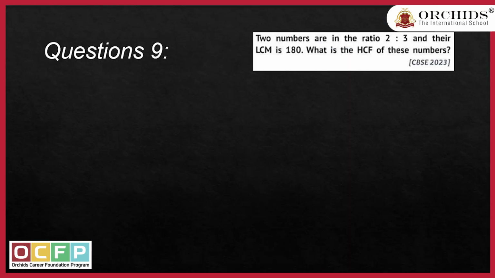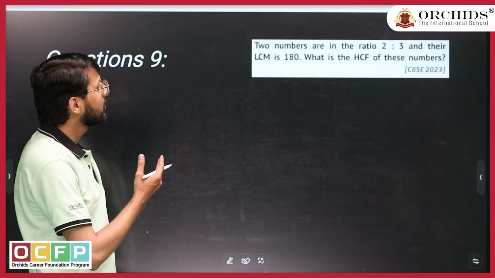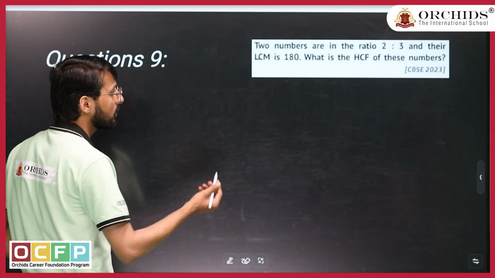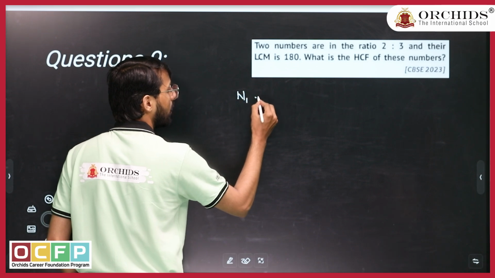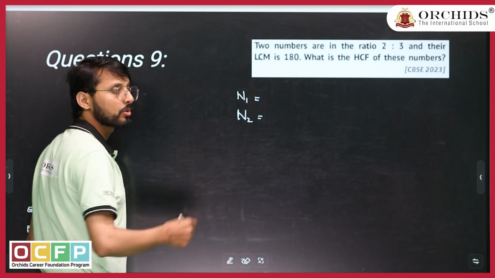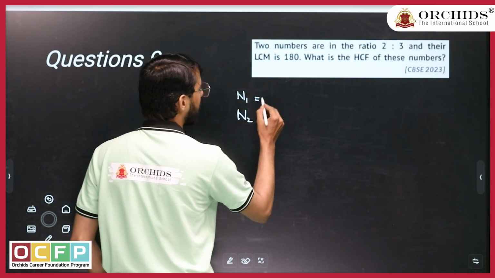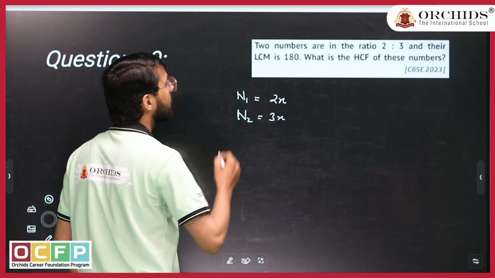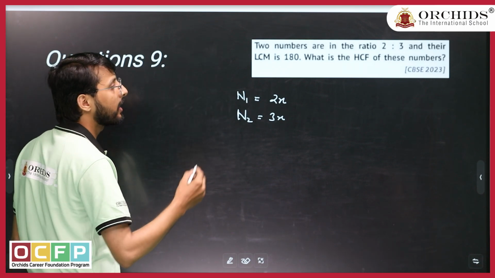Since we completed question number 8, now we are moving towards question number 9. Let's read first. Two numbers are in the ratio 2:3. Let us suppose the first number is n1 and the second number is n2. Since they have given it in a ratio, we can't directly write n1 equals 2 and n2 equals 3. So I am writing n1 equals 2x and n2 equals 3x, and they have given that their LCM is 180, find their HCF.